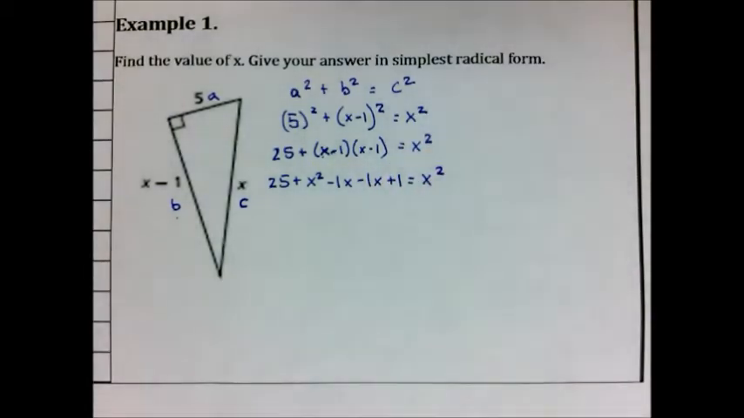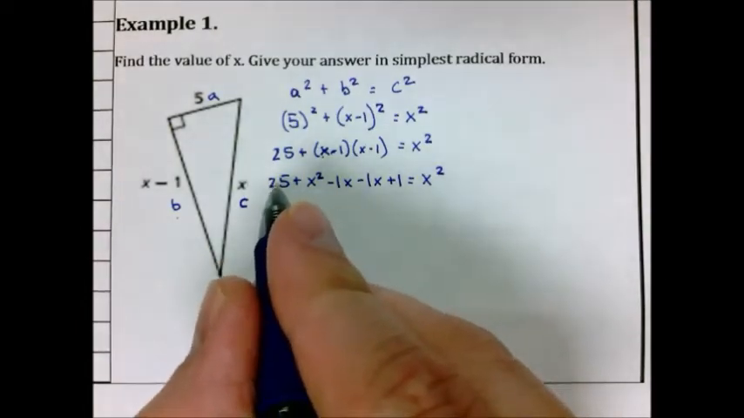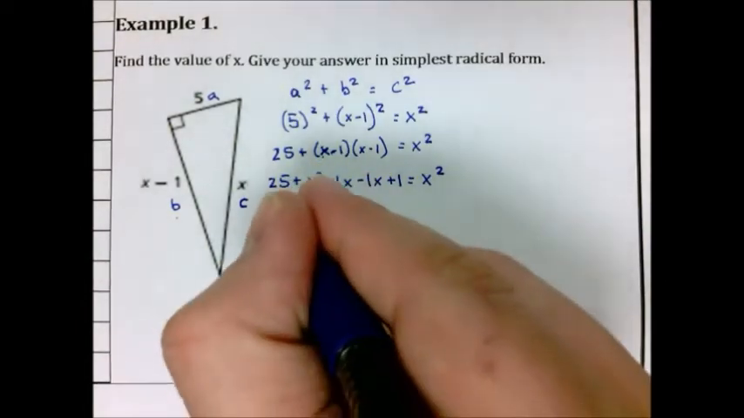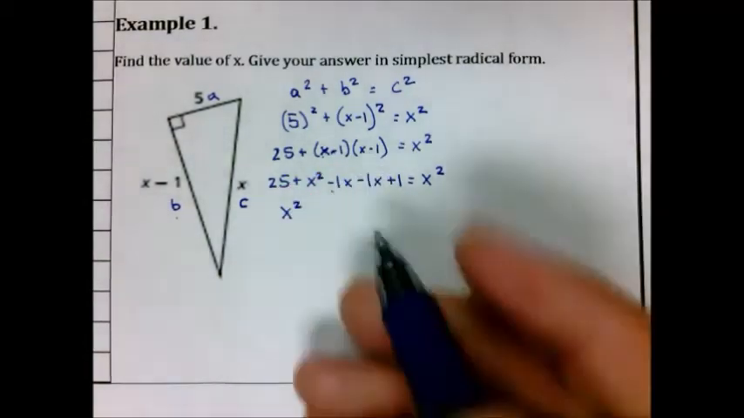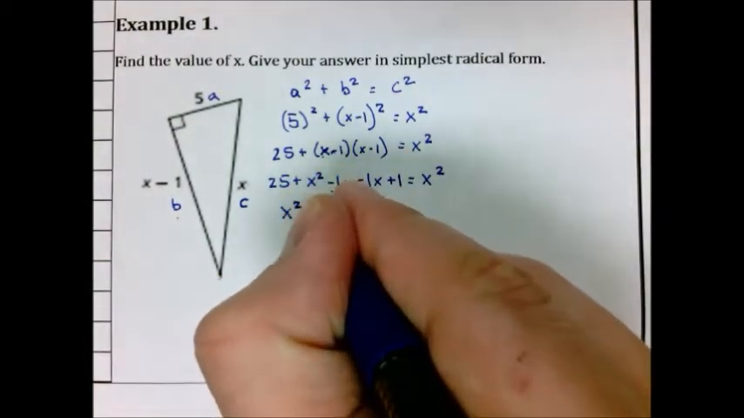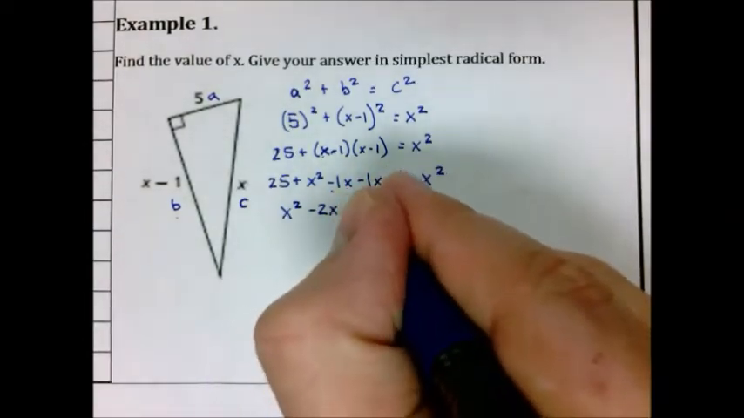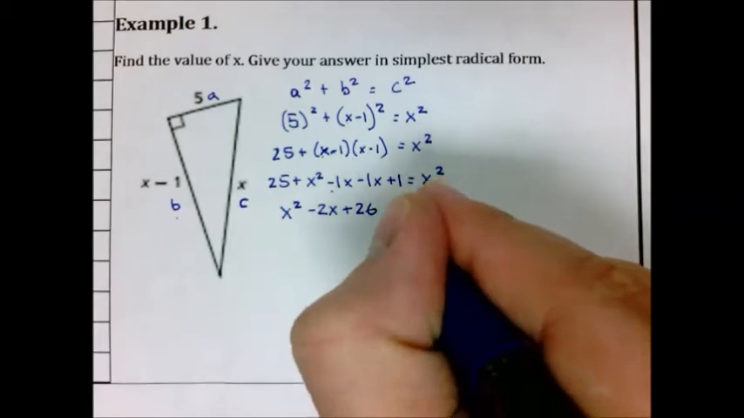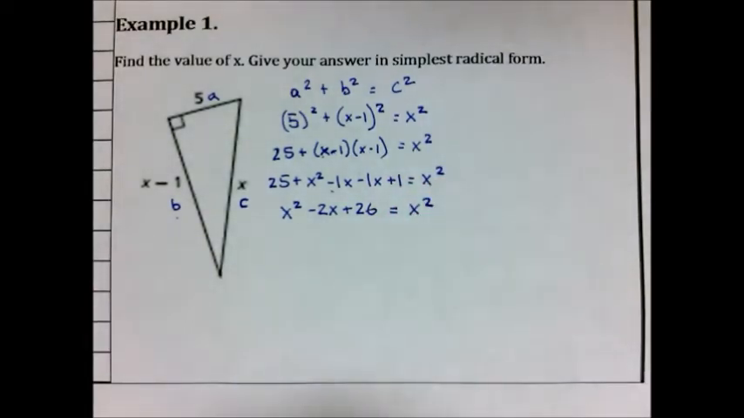Now we can combine our like terms. x squared is our largest one, so let's keep x squared at the beginning. Combine the negative 1x and the negative 1x to make a negative 2x, and 25 and 1 add up to be 26. Set that equal to x squared again. Now we just have to solve for x.